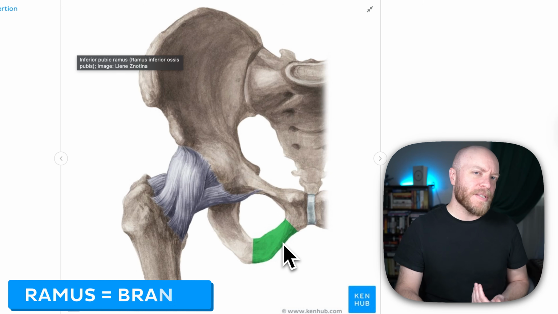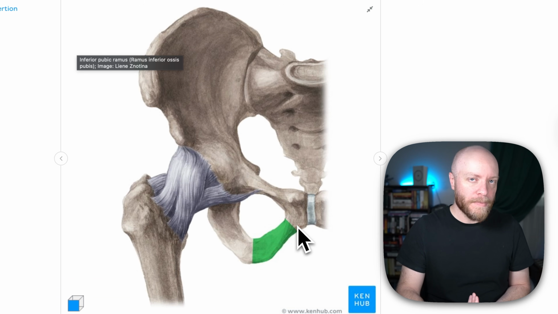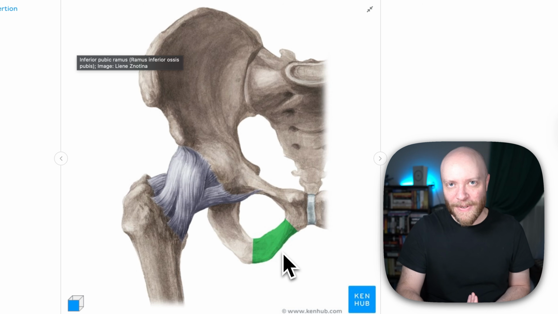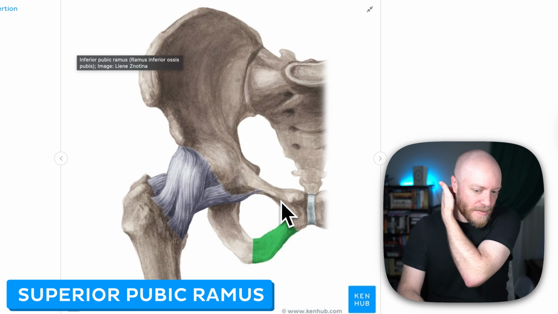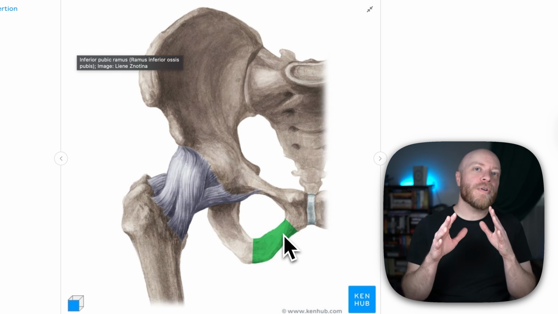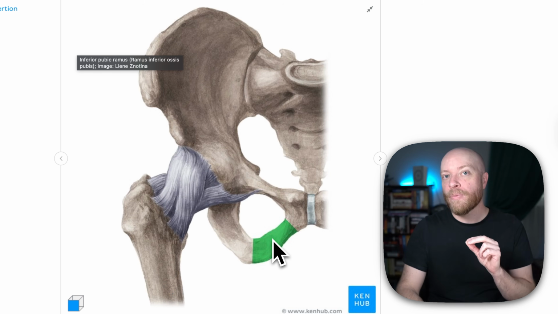The word ramus means branch. And so this right here is a branch of the pubic bone, and it's the inferior branch. So we call this the inferior pubic ramus. And then up here would be the superior pubic ramus. My point is, what's going to happen is the obturator externus is going to originate on this inferior pubic ramus.